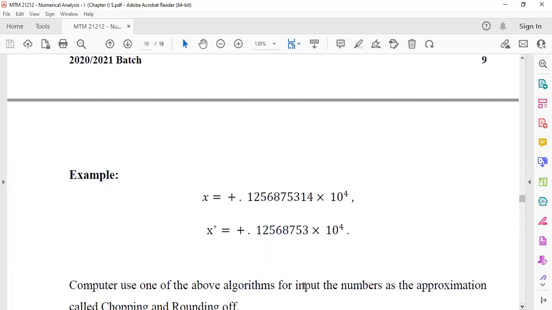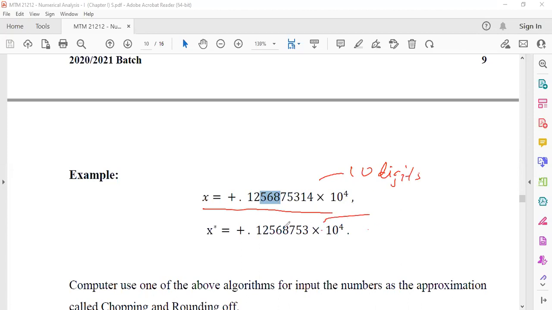Okay, let's see this example. If you see this example, what do you think? So x is equal to 0.1256875354. There are 2, 4, 6, 8, 10 digits. Okay, this is our actual answer.